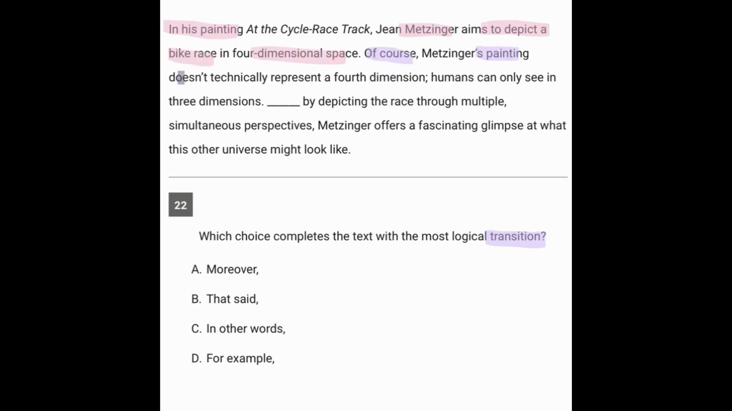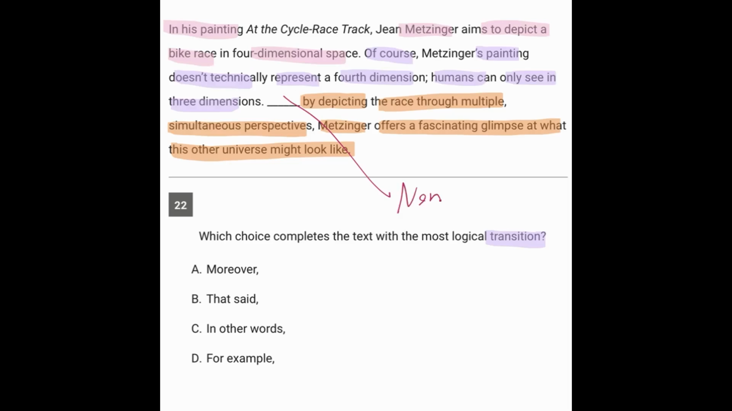In this painting, this person aims to depict a bike race in four-dimensional space. Of course, the painting doesn't technically represent a fourth dimension. Humans can only see in three dimensions. By depicting the race through multiple simultaneous perspectives, the person offers a fascinating glimpse at what this other universe might look like. So for me, the transition I would want would maybe be none at all. The purple sentence flows so well into the orange sentence that I personally wouldn't want anything in there.